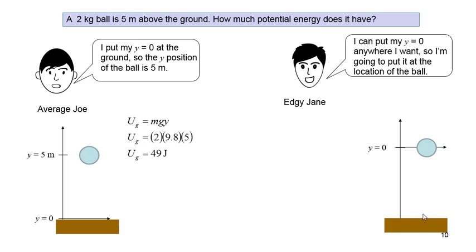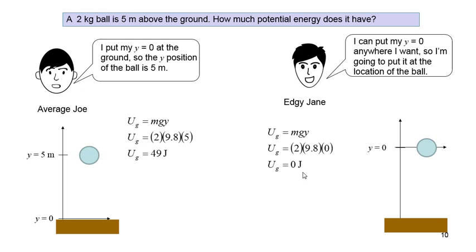Okay, so here's the ground down here. Here is her y equals 0. So this is the origin of her coordinate system. It's right here. And in that case, the y position of the ball for her coordinate system is 0. So according to Jane, she would say the ball has 0 joules of potential energy.